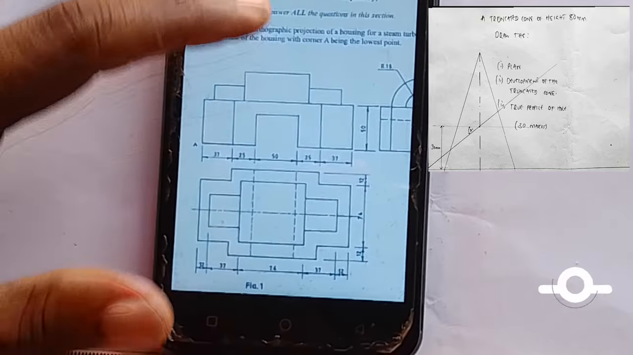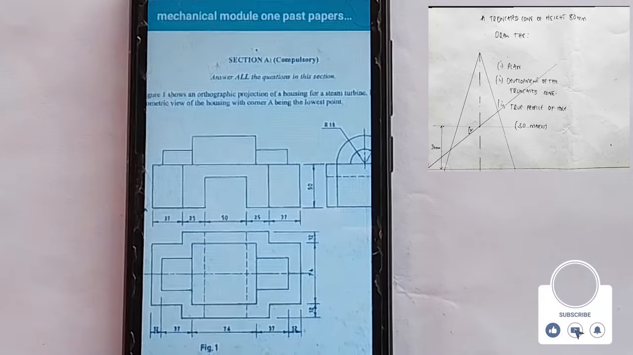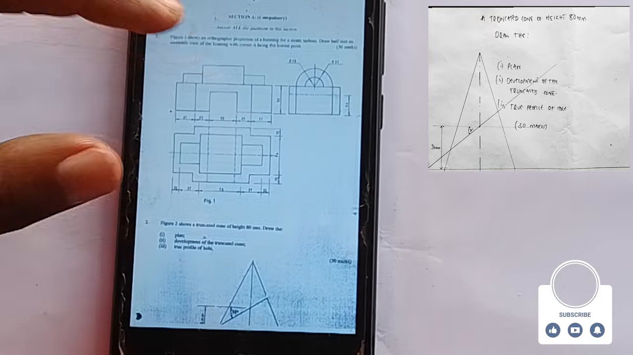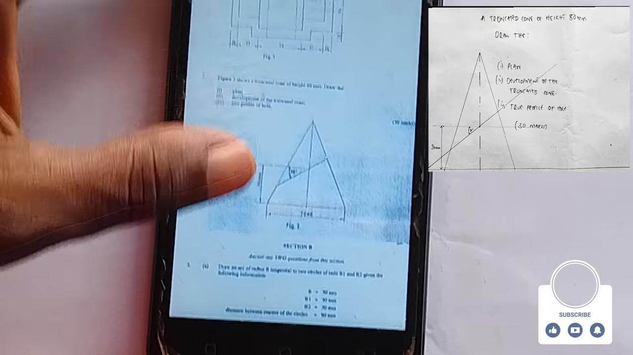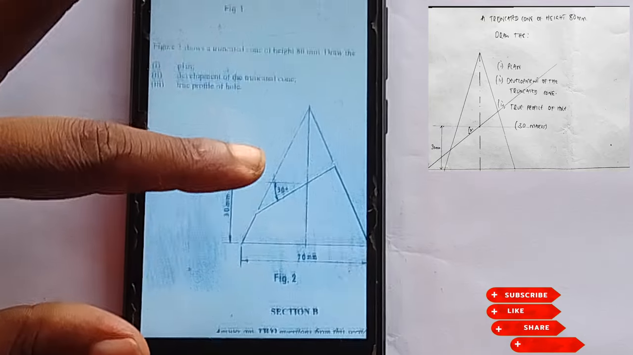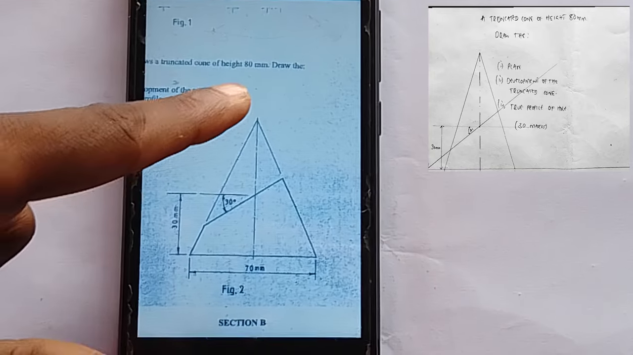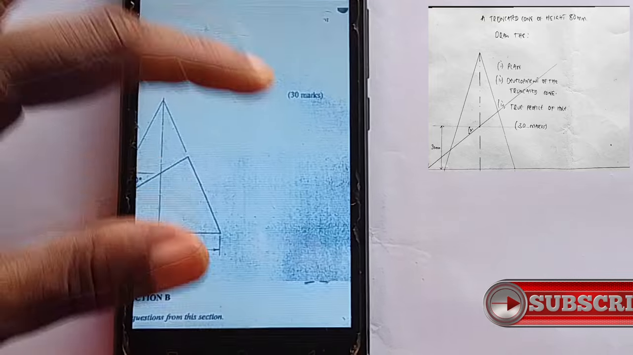It's a compulsory question, section A, answer all questions in this section. The very first one is isometric drawing. You're supposed to draw this in isometric view. Then the second part, you're supposed to draw this conic section, a truncated cone. It's a truncated cone, which means it is cut, and it has a height of 80 millimeters. To draw it is 30 marks.